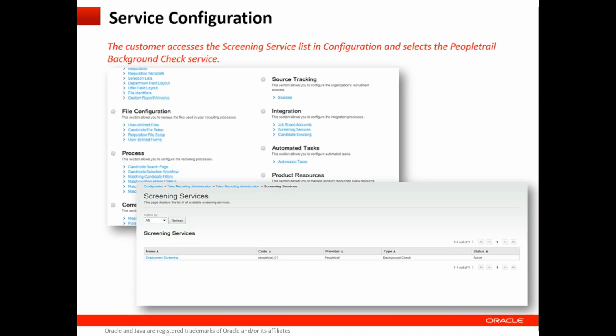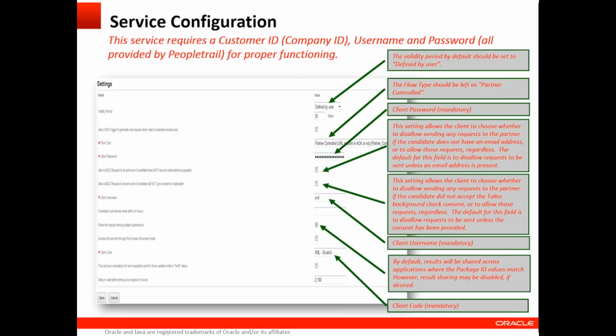You access the service screening list and select Peopletrail background check service basically through the Taleo service. And then the configuration on it, this is a little bit blurry slide, I think, but it kind of shows you how it requires all those things I talked about, the company ID, the username, the password, and those are all mandatory in order to function properly within our system. I do have this slide available, and it's going to be copied, so that if you need to see it, then that's available to you.